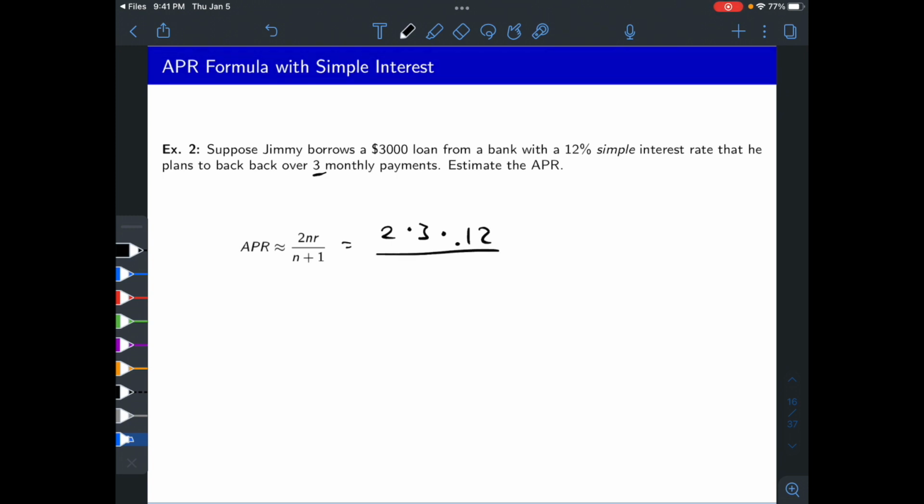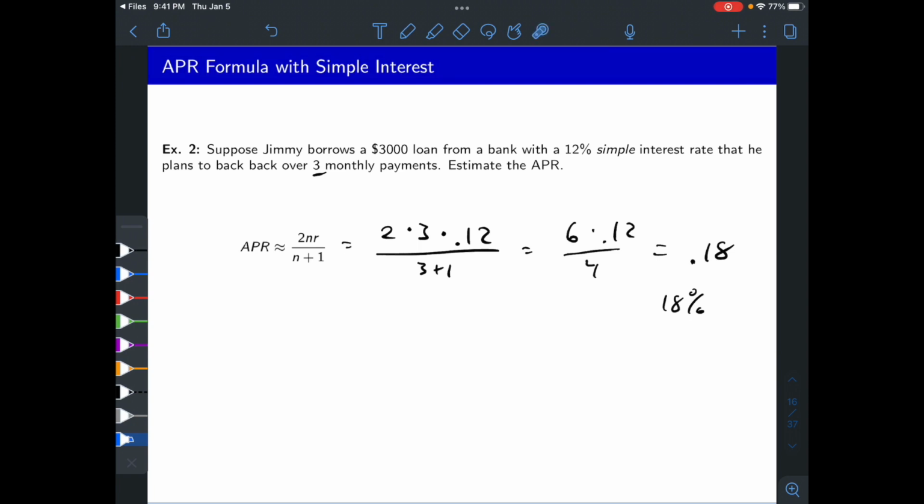And then this is divided by N plus 1, so 3 plus 1, which is just 4. So this is 2 times 3, which is 6, times 0.12 over 4. What does the calculator say that is equal to? 6 times 0.12 over 4 equals 0.18. So the APR is roughly 0.18 or 18%.